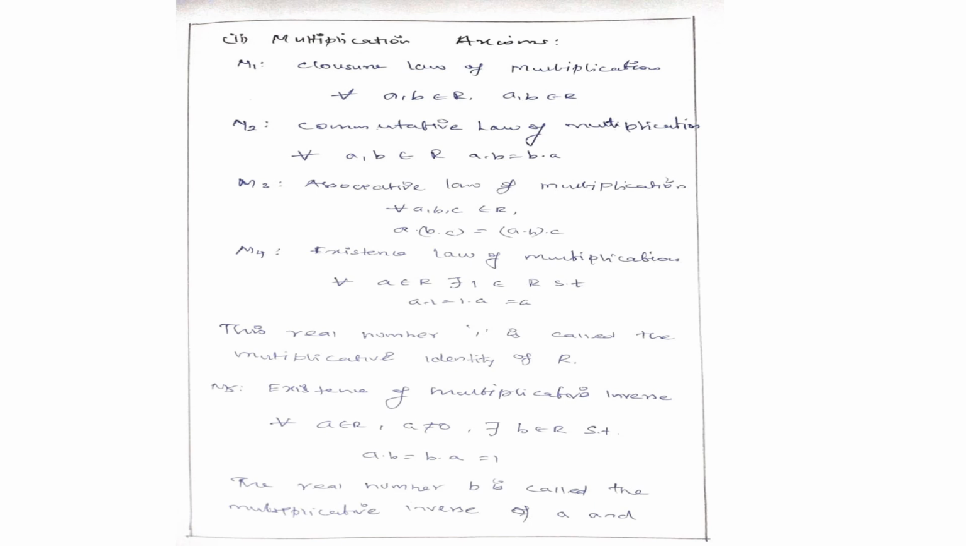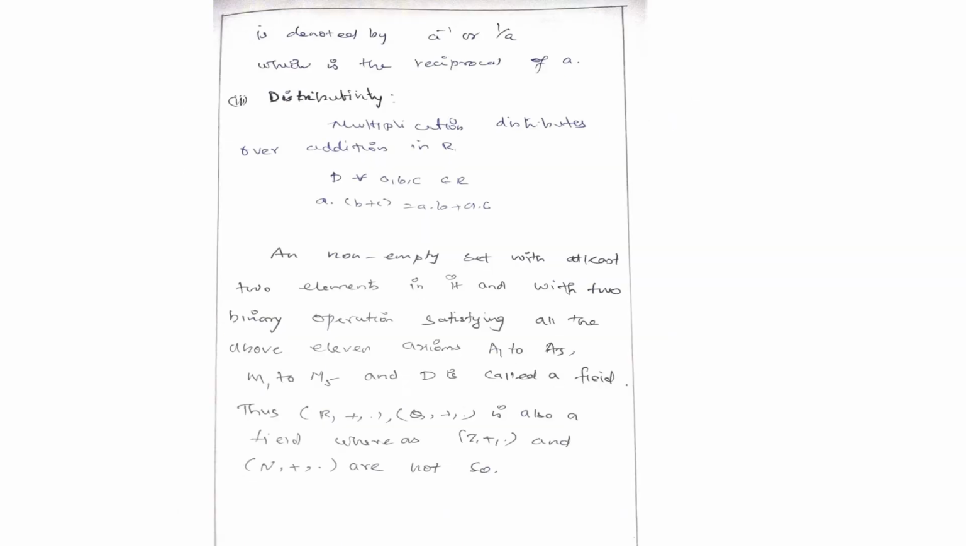So when we multiply with the inverse, we will get the answer 1. So real number b is called the multiplicative inverse of a, and it is denoted by a inverse or 1 by a, which is the reciprocal of a. So that's all about the inverse of multiplication. These we have already seen for addition and multiplication. There are five conditions each, and they should be satisfied for the real numbers.